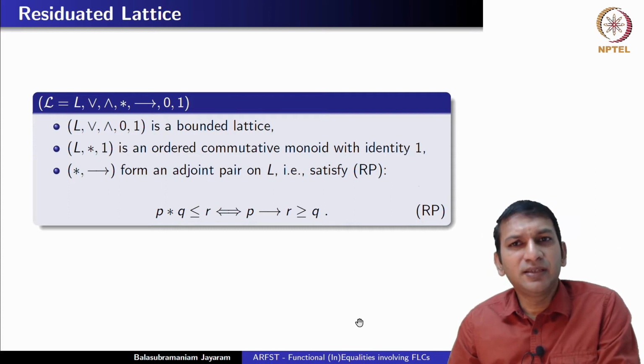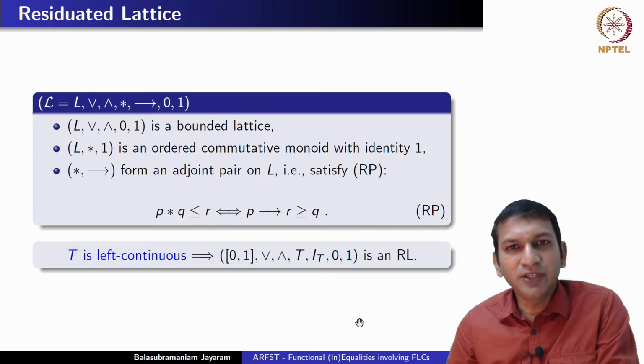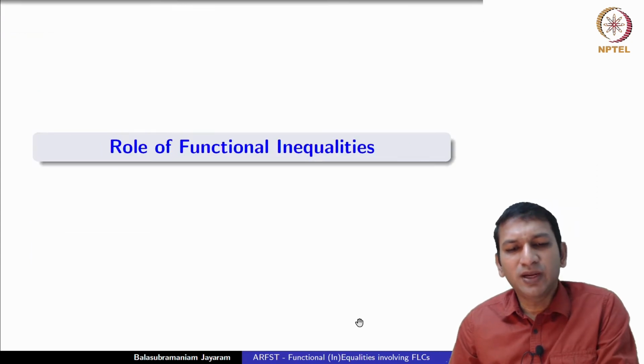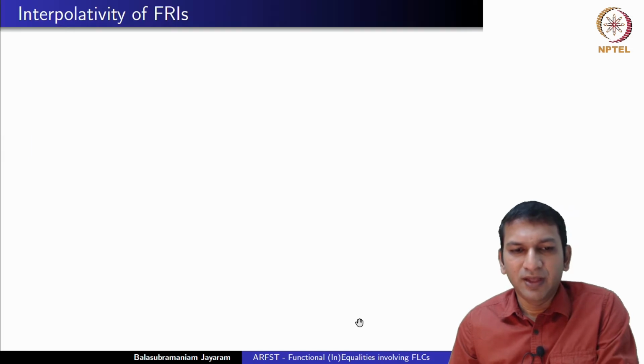And when we are considering fuzzy logic connectives which can lead up to a residuated lattice structure on the 0-1 interval, we saw that left continuous t-norms were the ones that were giving rise to the residuated lattice structure on the 0-1 interval. Now let's look at the role of such functional equations or inequalities.